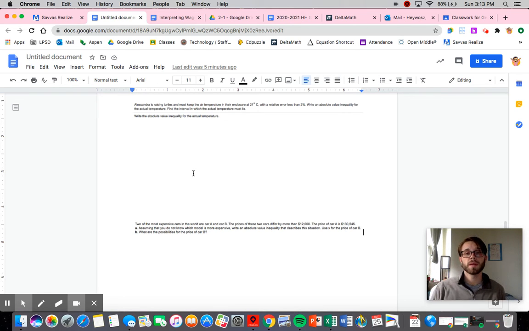Alessandra is raising turtles and must keep the air temperature in their enclosure at 21 degrees Celsius with a relative error of less than 2%. Write an absolute value inequality for the actual temperature and then find the interval in which the actual temperature must lie. All right. So this is a very common kind of example of what you're going to get with an absolute value inequality word problem. Basically, you're given your target, and then you're given an error, and we're saying that the error can be at most 2% over or at most 2% under.